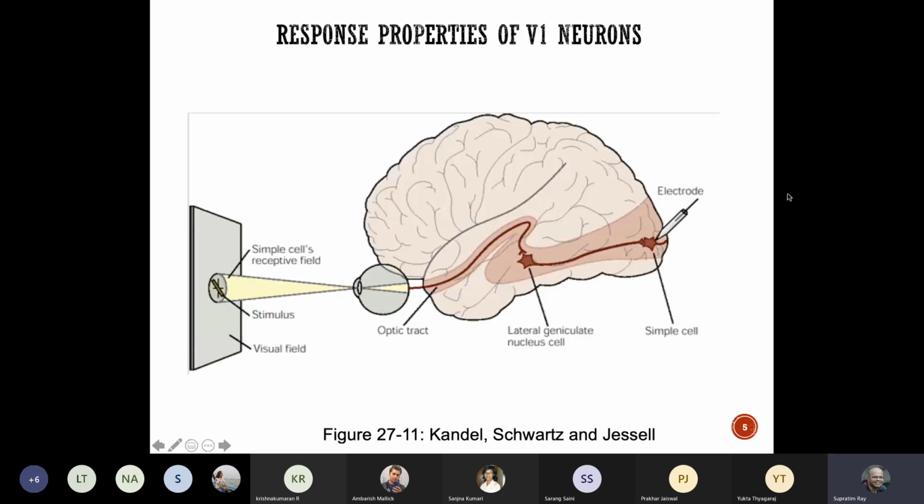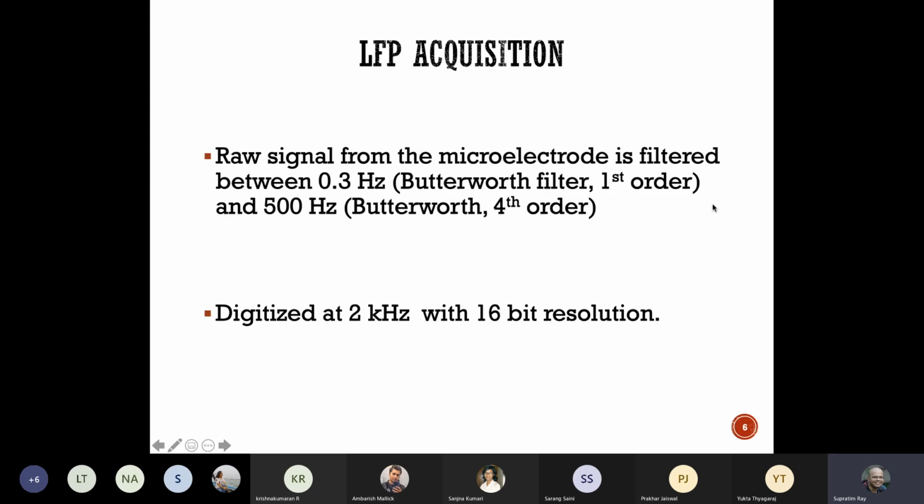So the raw signal that I record from the microelectrode, in order for me to analyze it, I need to store it on a computer, right? So the way to do this is that I first filter it in some range, and I will tell you why this filtering is done in a few classes, and then I digitize it. So for each second, I record 2000 samples, and this is the signal that is recorded in the computer and is shared with you. You can get the LFP data from the course web page.